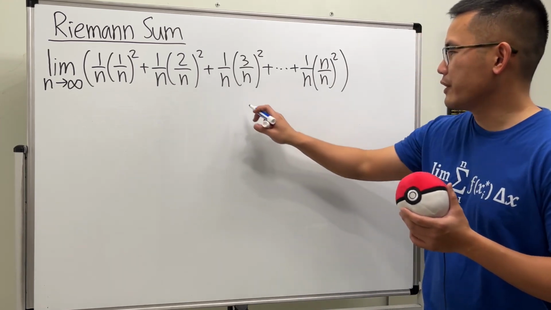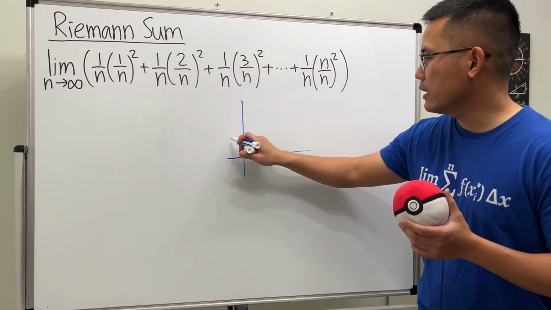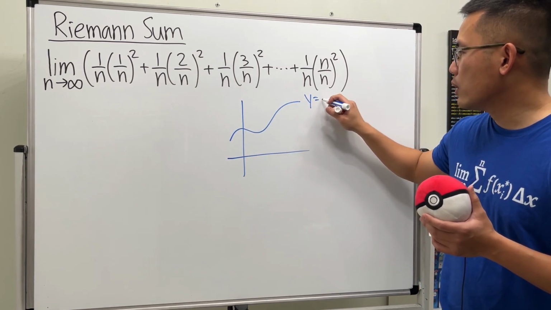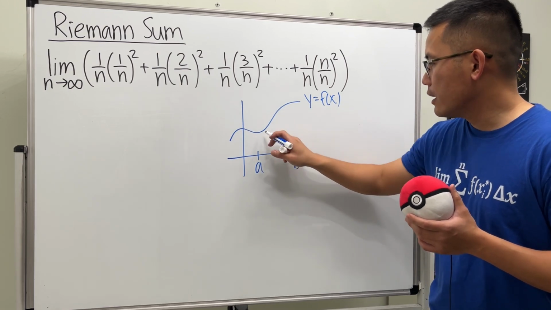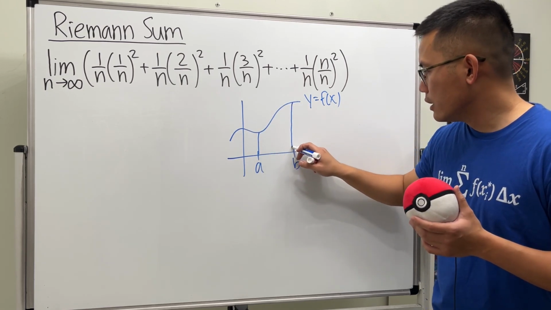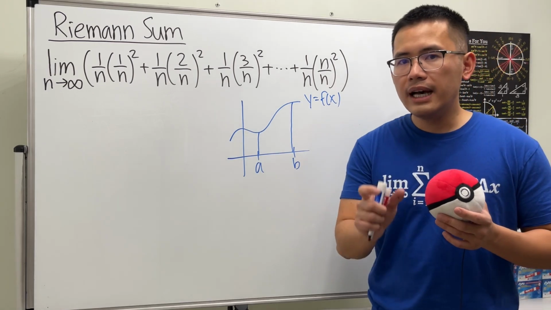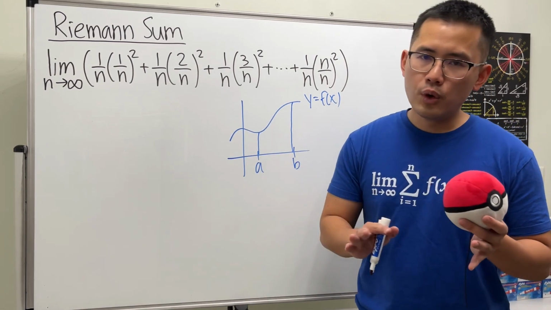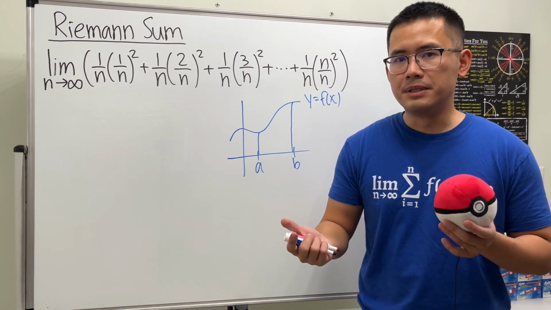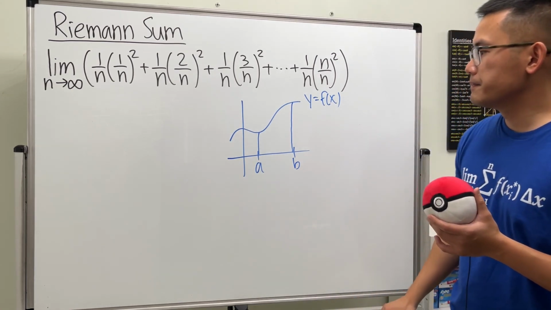Let's do a quick review right here. Suppose we have a function, let's say like this, y equals f of x. And let's say we want the area going from A to B. Okay, so how do we do it? The idea is that we are going to use n equal width rectangles. Technically, non-equal width is okay, but to keep things simple, we use equal width rectangles.